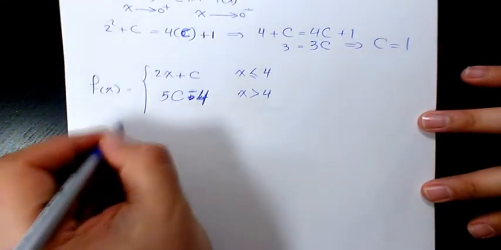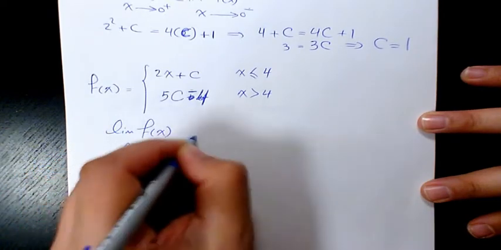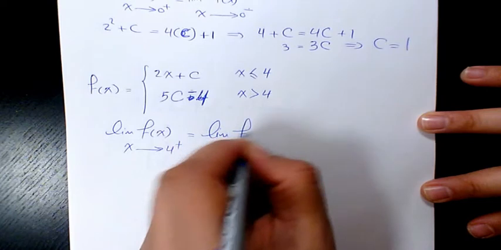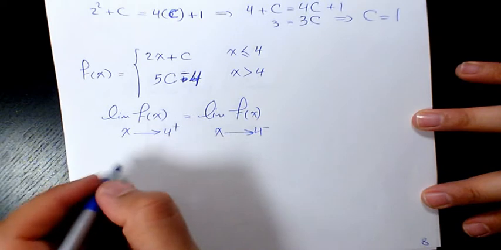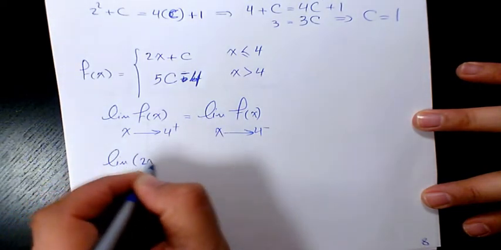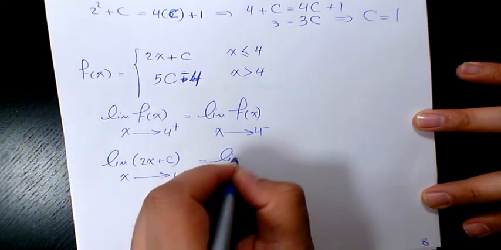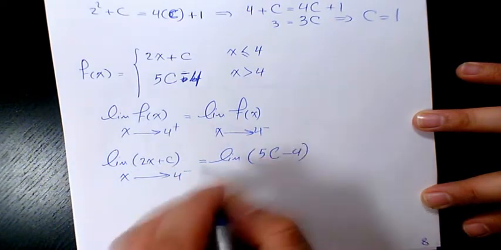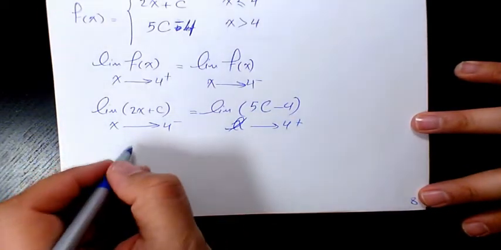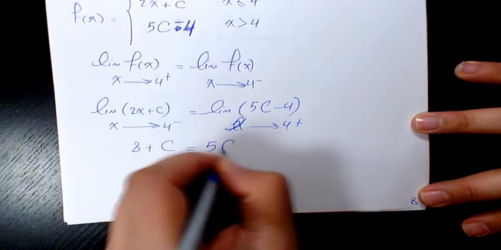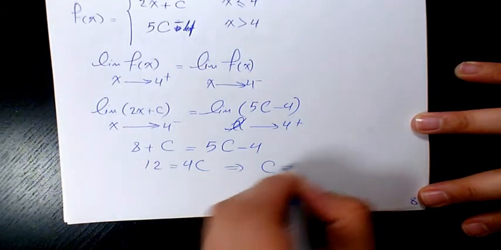Next one has to be continuous. So the limit of f of x when x is approaching 4 from the positive side, and the limit of f of x when x is approaching from the negative side, when they are equal, we're going to say the limit of 2x plus 3 plus c when x is approaching 4, and the limit of 5c minus 4 when x is approaching 4 plus. It's going to be 8 plus c equals 5c minus 4. It's going to be 12 equals 4c. So c will be 3.